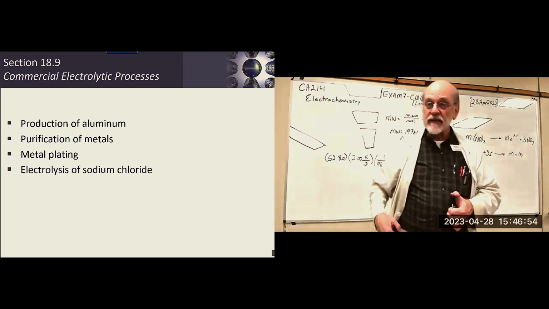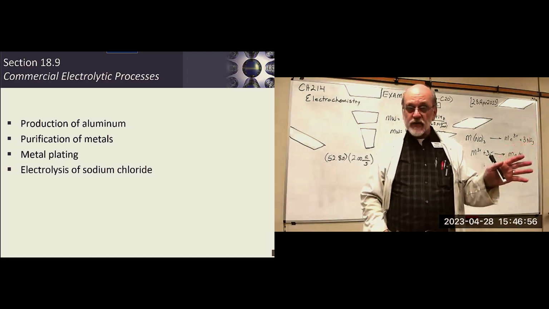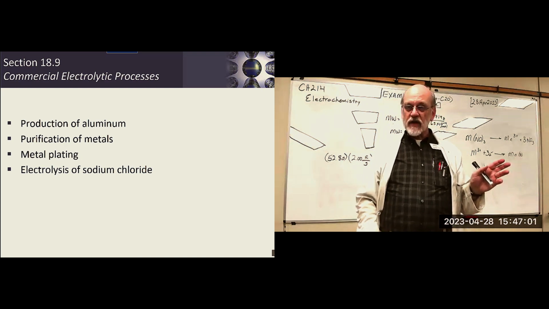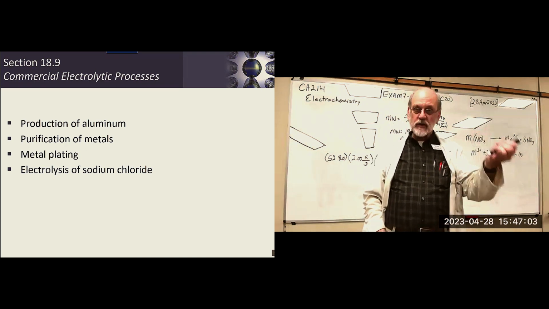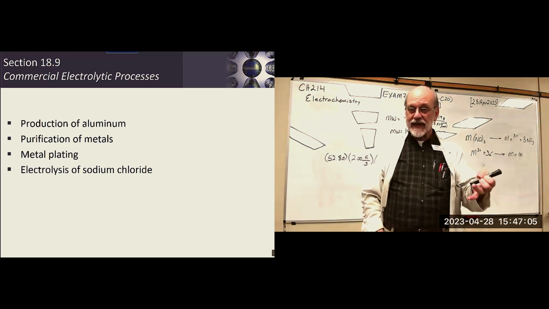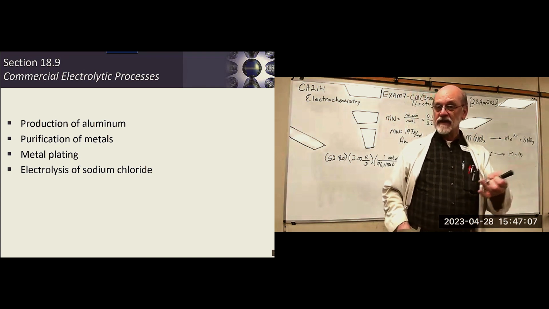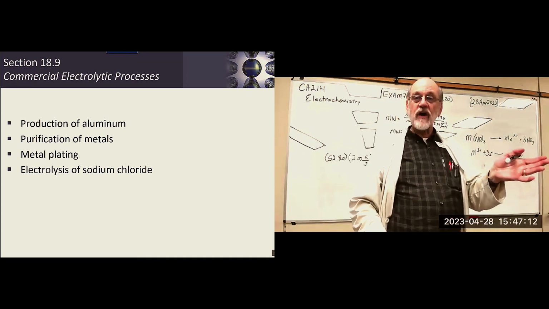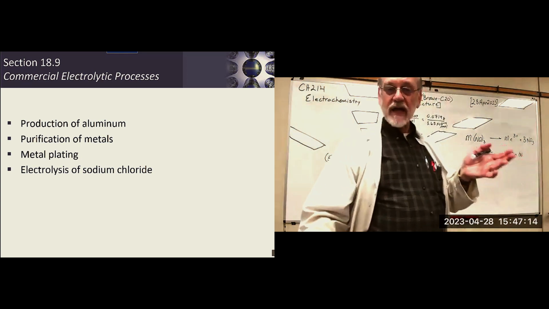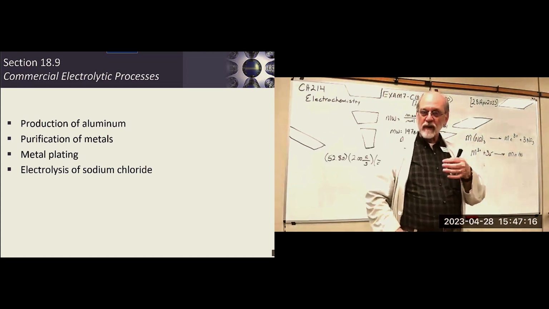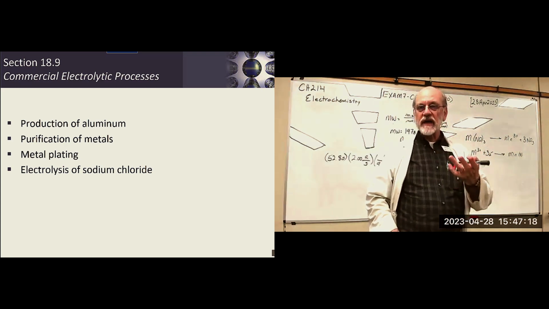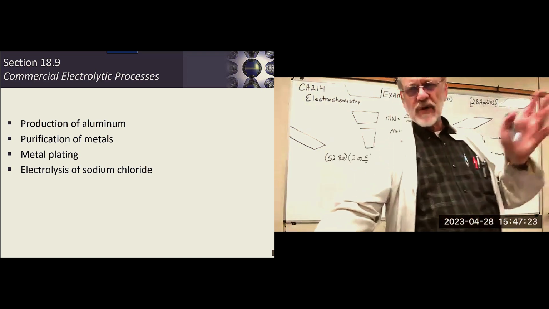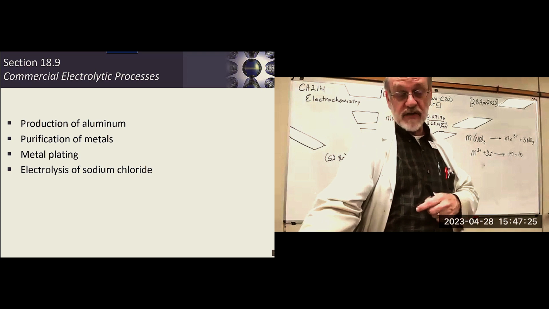We can also take pure sodium chloride salt, and we can run the current through it and produce sodium metal and chlorine gas. So you take the sodium and you put it in water and you make sodium hydroxide. And you take the chlorine and you bubble it through that sodium chloride solution and you make sodium hypochlorite, which is bleach. It's used for a bunch of other stuff than that, but that's just one good example.